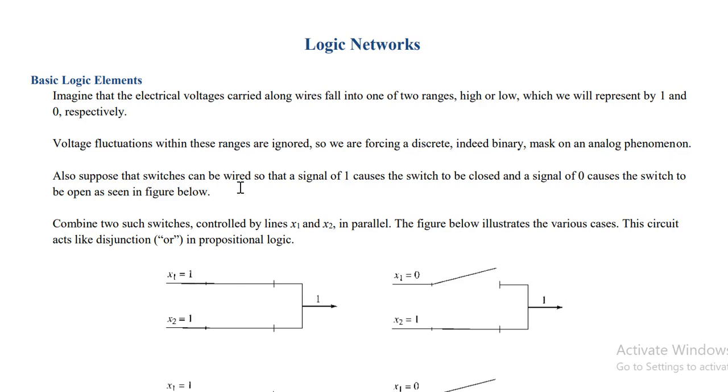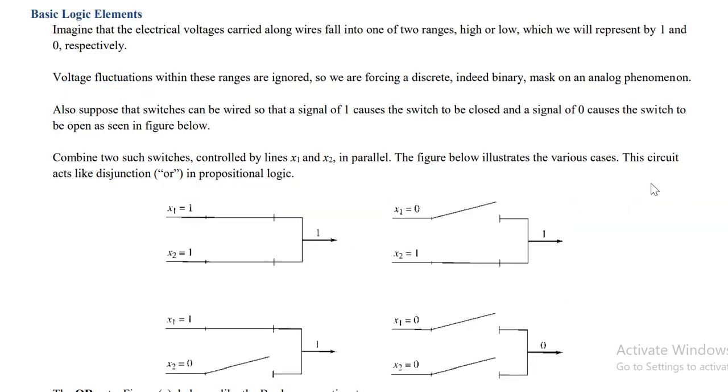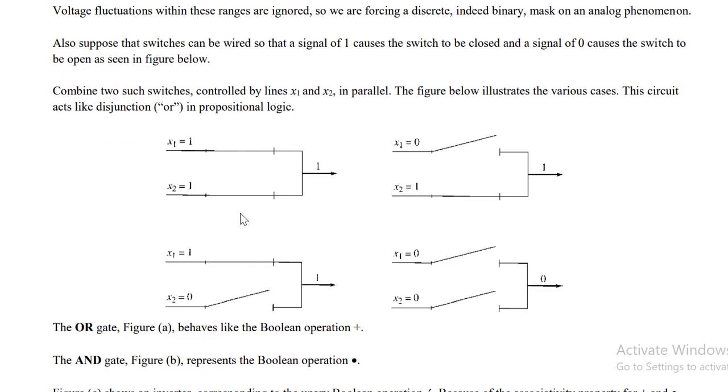Also, suppose that a switch can be wired so that a signal of 1 causes the switch to close and a signal of 0 causes the switch to be open. Now combine two such switches controlled by x1 and x2, placed on two parallel lines. In this figure, the circuit acts like OR, the disjunction in propositional logic. When both gates are closed, meaning x1 is 1 and x2 is 1, true or true gives true, and false or true gives true. As you know, true or false is also true, and two falses give false.